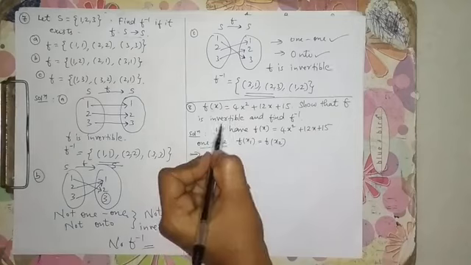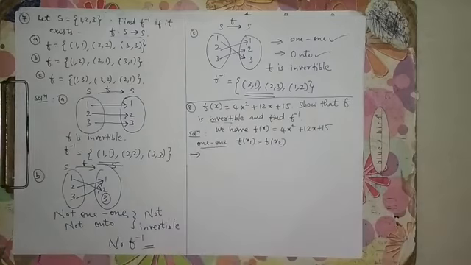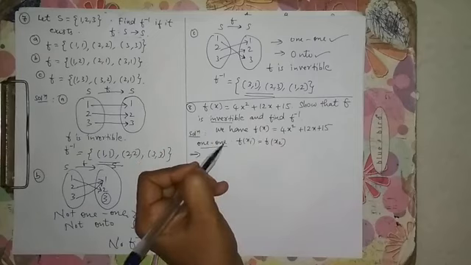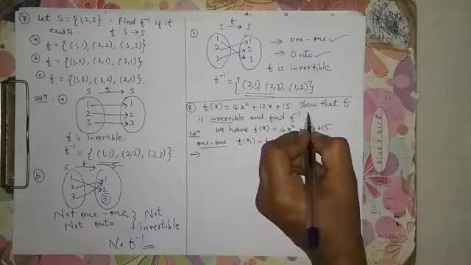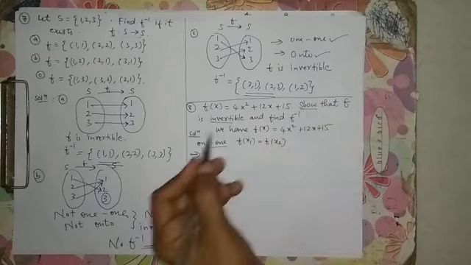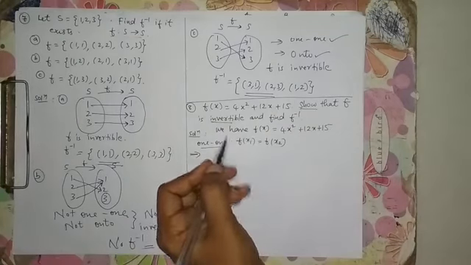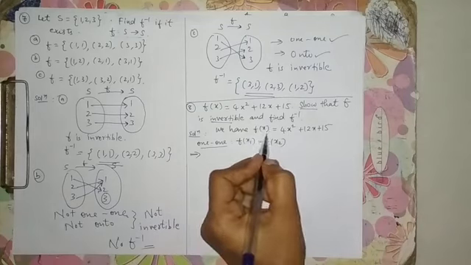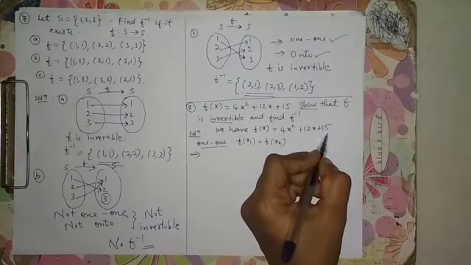So invertible means f should be one-one and onto, and you have to show that. Obviously it will be one-one and onto. After that you'll get the answer for f inverse. So we have f of x equal to 4x square plus 12x plus 15.